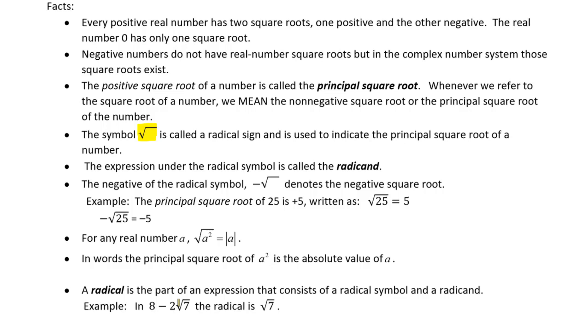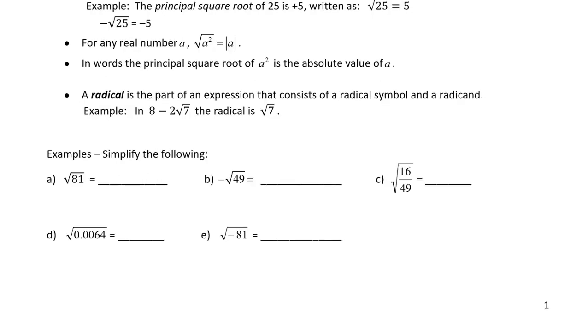For any real number a, the square root of a squared equals the absolute value of a. In words, the principal square root of a squared is the absolute value of a. In many cases, I will ask you for both solutions for the square root. If I ask you for the principal square root, it would be the absolute value of a. A radical is the part of an expression that consists of a radical symbol and a radicand. An example of this is in 8 minus 2 square root of 7, the radical is root 7.